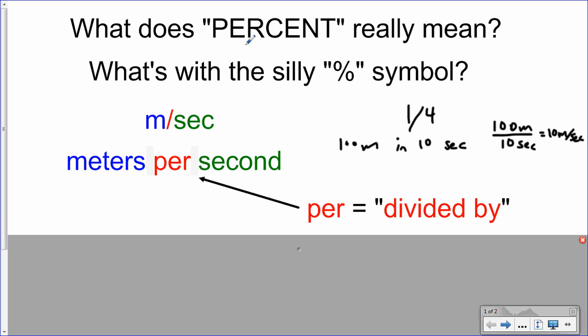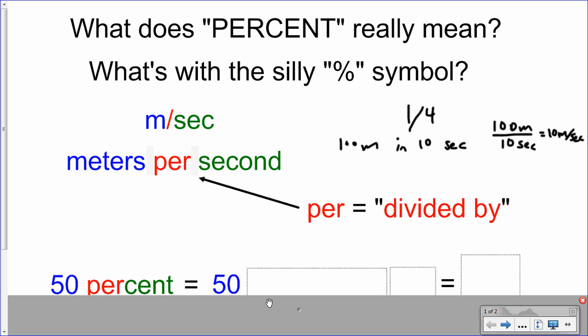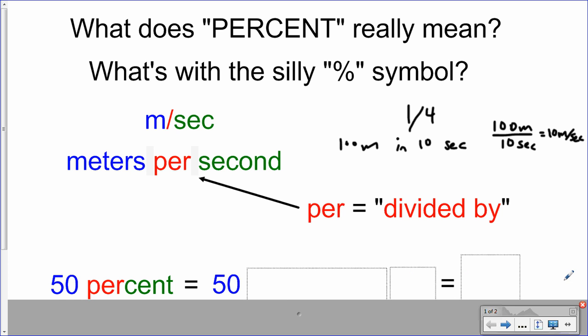Now, that explains the per. Cent. The cent, that's a Latin root, and it should remind you of a certain number. Percent, 50%.